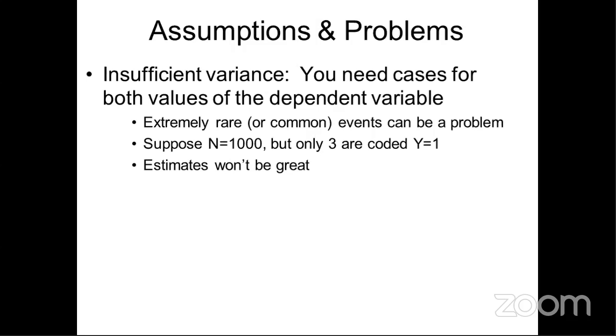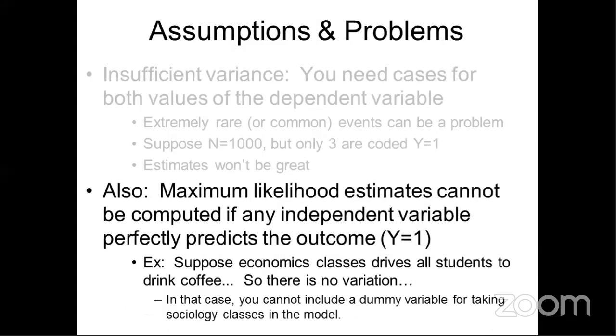So that's why there should be much variation in the values of your dependent variable. You have to have a larger number of observations for both y equal to 1 and y equal to 0. That is, sufficient variance is required for good estimates. And also, maximum likelihood estimates cannot be computed if any independent variable perfectly predicts the outcome.